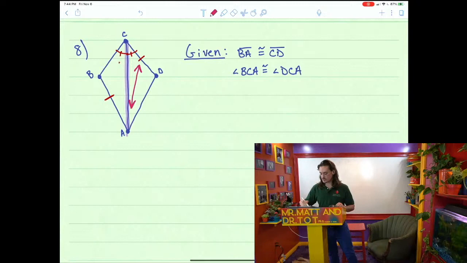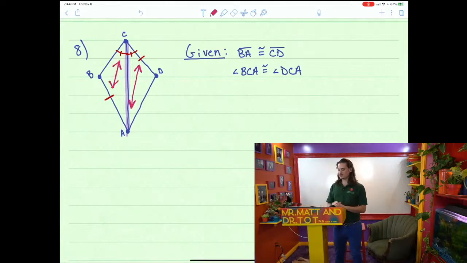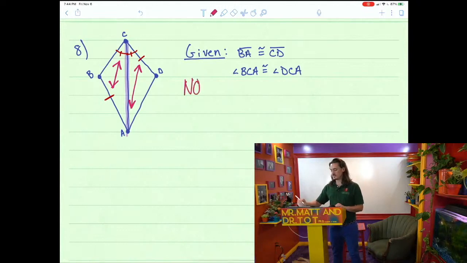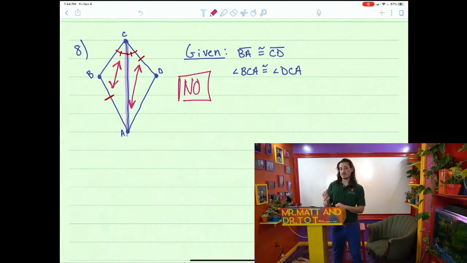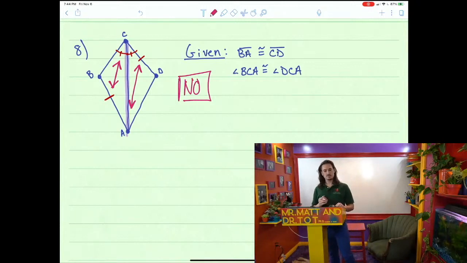Notice how these congruent sides are not opposite the congruent angles, so they don't match up. So these two triangles are not necessarily congruent. They may be, but we can't prove it as it's listed here. If you have any questions, then please let me know.